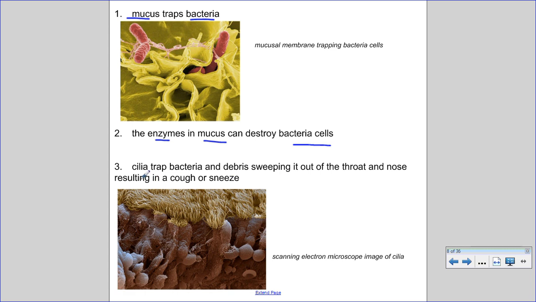Now, lining some of our organ systems, for example, in our lungs, there are specialized structures that you should remember from the first unit called cilia. These cilia are hair-like projections at the top of these cells, and they will help trap bacteria and debris. And then they will wave back and forth, creating a sweeping motion, essentially sweeping items out of the throat and nose, which can result in a cough or a sneeze.